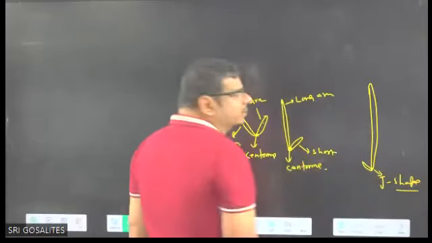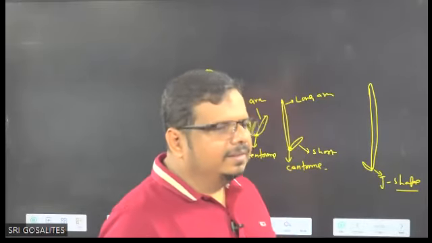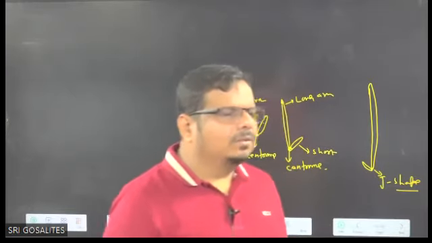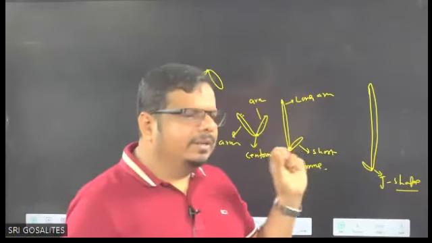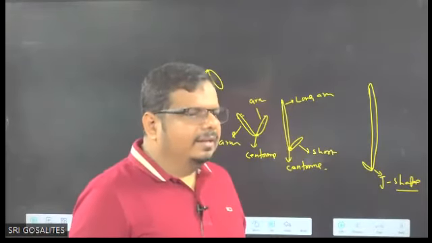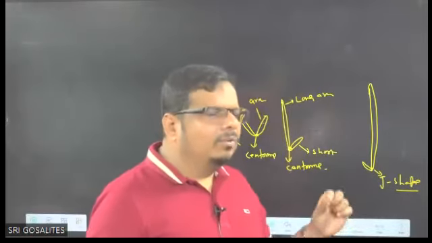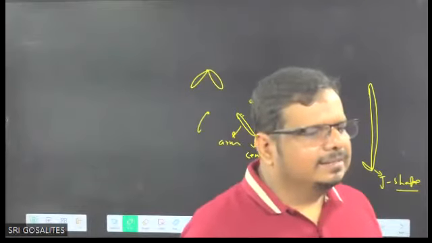So the shape of the chromosome depends upon which one? Position of the centromere. The position of the centromere decides whether the chromosome gives a V shape if both arms are equal. Centromere in the middle, V. If one long, one short, L. One very long, one very short, it is which shape? J. Got the idea? Is it clear?